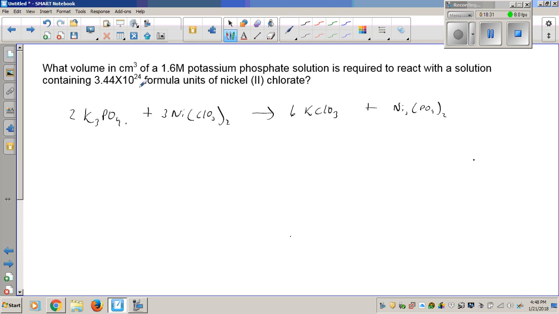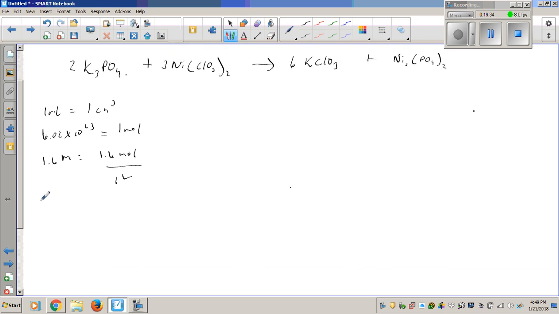And so now we just take our number of formula units. We're going to take that to mass. All right. Well, there's a couple things we probably should know. Should probably know that 1 milliliter is equal to 1 cubic centimeter. And then you should probably know that 6.02 times 10 to the 23rd of anything is equal to 1 mole. So we're going to take this formula unit, convert it to moles, go moles to moles, and then we're going to use this expression, 1.6 molar, which equals 1.6 moles per 1 liter, and we can take moles of this to volume, and so that makes things very, very simple. So we need all three of those conversion factors, if you will.